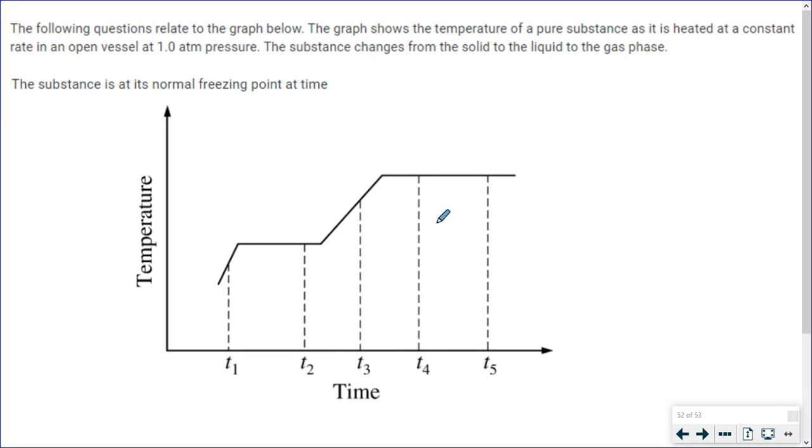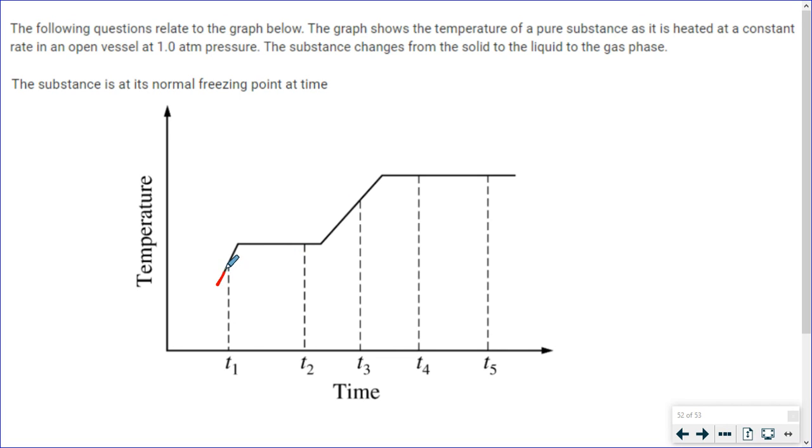Here's our heating and cooling curve. So following questions relate to this graph. The graph shows the temperature of a pure substance as it's heated at a constant rate. In an open vessel, the substance changes from solid to liquid and then to gas. The substance is at the normal freezing point at time t equals 2.